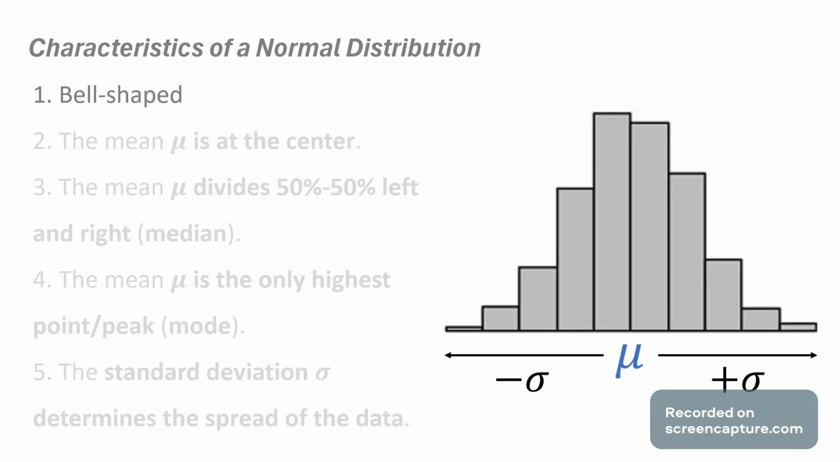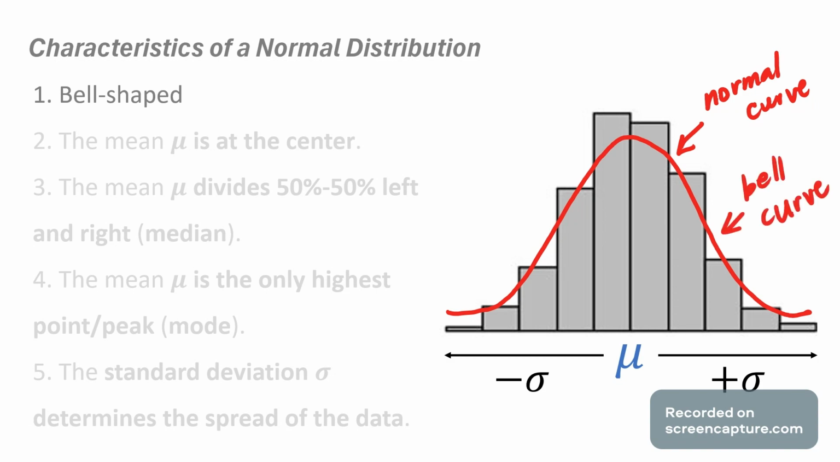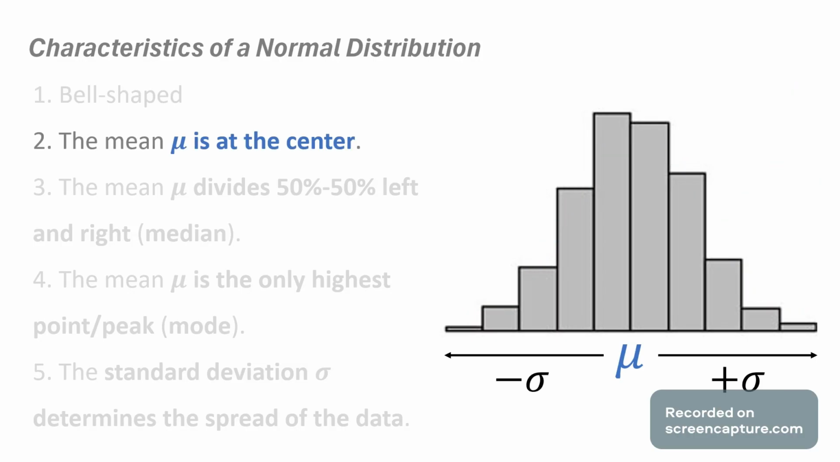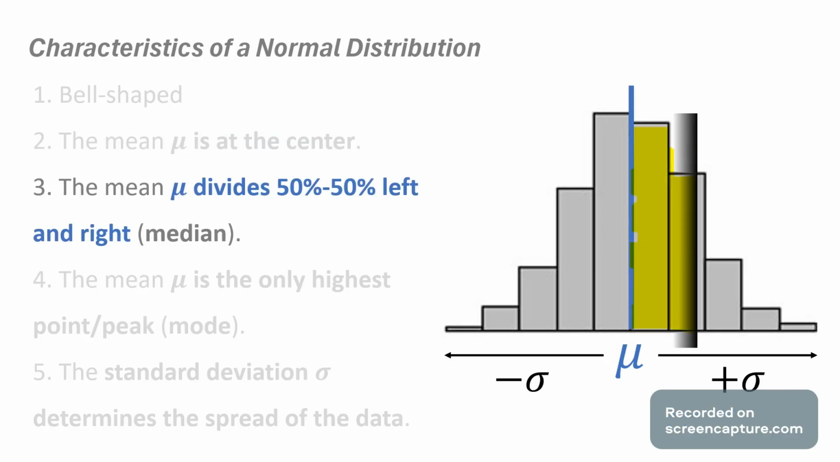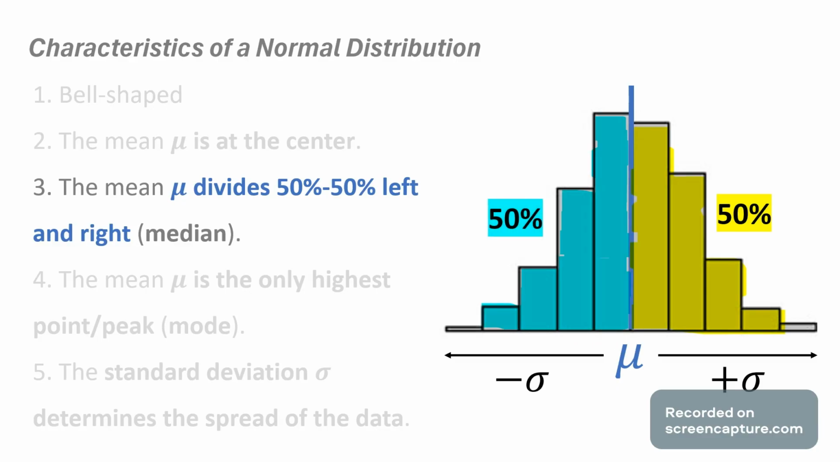So, what are the properties or characteristics of a normal distribution? It is a distribution for a continuous random variable such as heights, weights, ages, or test scores. First characteristic, it is bell-shaped. That's why the normal distribution is also called the normal curve or the bell curve. They are the same terminologies. Second, the mean mu is always at the center of the distribution. Third, the mean divides the data 50% on the right and another 50% on the left. This is referred to as the median.